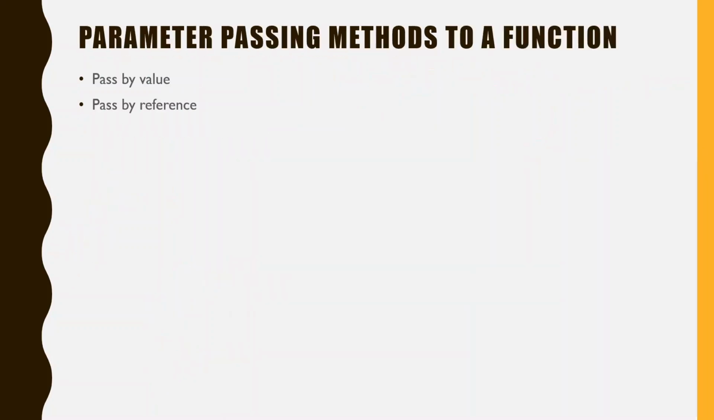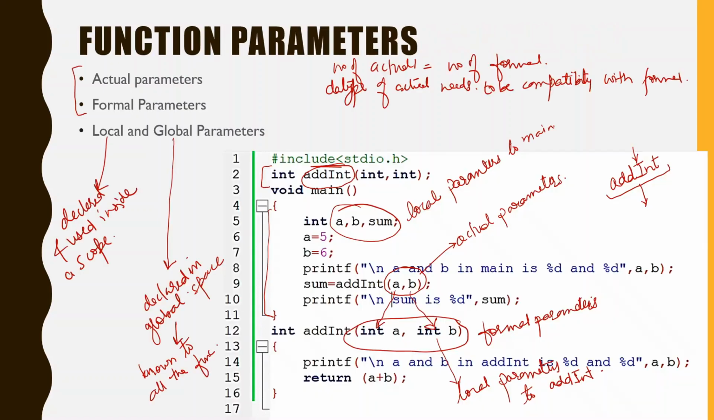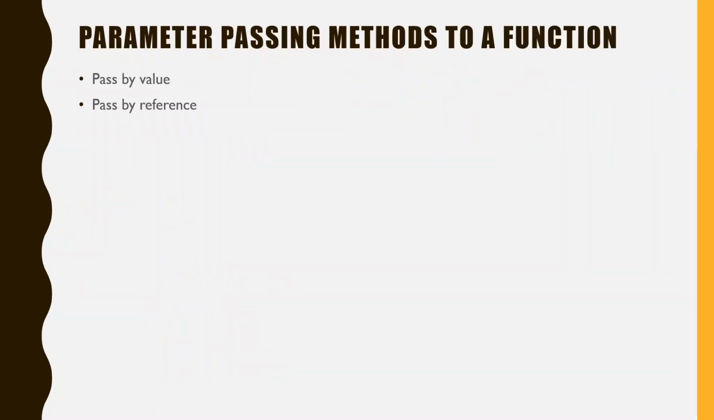Now let us see the parameter passing methods to a function. Parameters to a function can be passed by value method and passed by reference method. The example you have seen here is parameter passing. I'm only writing the main statements where the parameters have been passed. You can see sum equals add(a, b). This is called passing parameters.